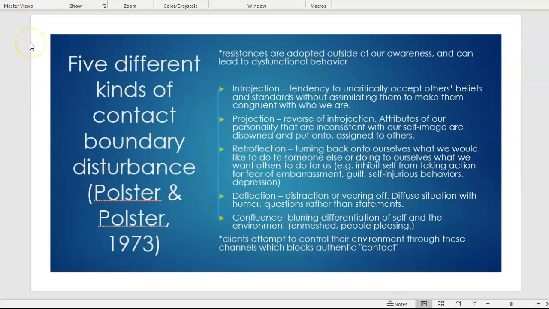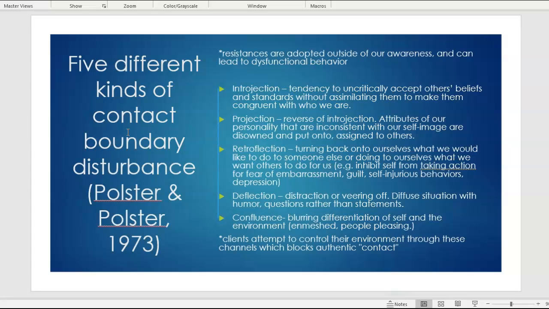And there are different kinds of boundary disturbances that are probably affecting that contact. And these are as follows: introjection, projection, retroflexion, deflection, and confluence. They're usually not inside the client's awareness and they can lead to dysfunctional behavior. As you can notice, this is Polster, Miriam, and Irv.